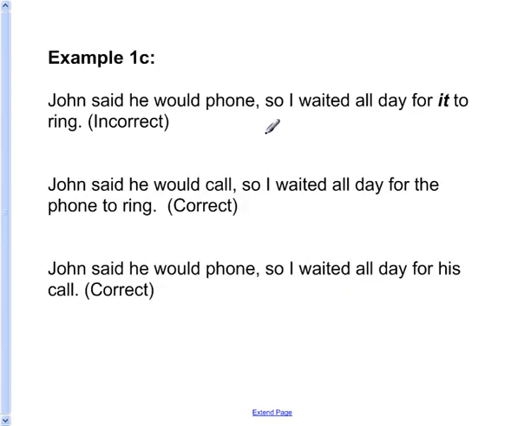Example 1c. John said he would phone, so I waited all day for it to ring. This is incorrect. It is a pronoun, and presumably it's referring back to a telephone or a phone. The noun phone. We have phone here, but this is a verb phone. We don't have the noun phone in this sentence. Let's look at a couple of corrected sentences. John said he would call, so I waited all day for the phone to ring. And John said he would phone, so I waited all day for his call. The pronoun it, which was so problematic, has been eliminated from these two sentences.